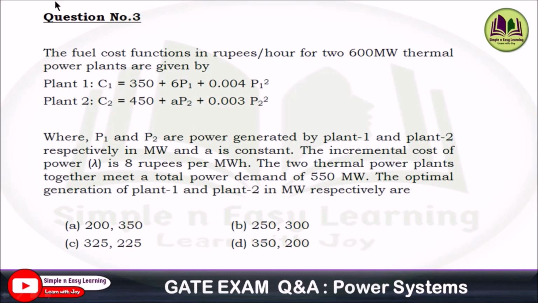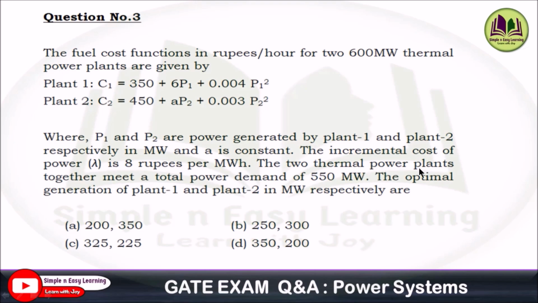Question number 3. The fuel cost function in rupees per hour for two 600 megawatt thermal power plants are given by, for plant 1, C1 equal to 350 plus 6 P1 plus 0.004 P1 square, and plant 2, C2 equal to 450 plus A into P2 plus 0.003 P2 square. Here P1, P2 are power generated by plant 1 and plant 2 respectively in megawatt, and A is a constant. The incremental cost of power lambda is 8 rupees per megawatt hour.